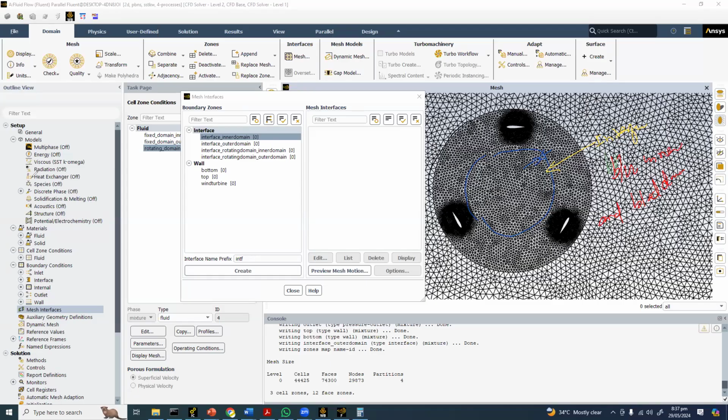No color is working. Okay, the second boundary is here. And this is the interface between our blade domain and the outer fixed domain.